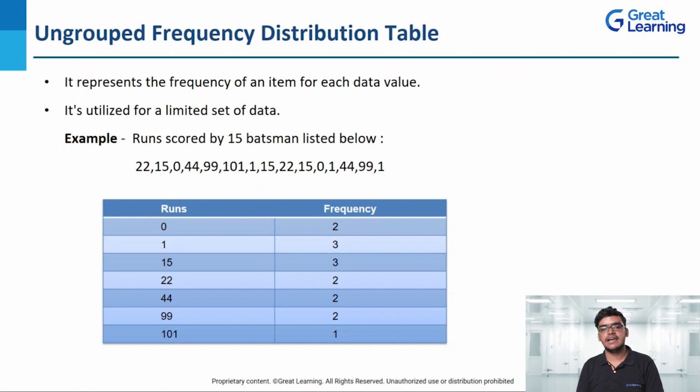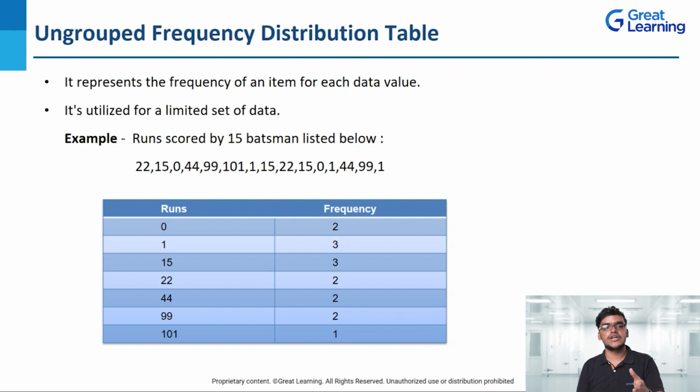Here you can see a frequency distribution table that is ungrouped, and these are the runs scored by 15 batsmen listed below. You can see the runs 22, 15, 0, 44, 99, 101, 115 and so on. There are 2 batsmen who have scored 0 runs, there are 3 batsmen who have scored 1 run, and this is how the table goes on.